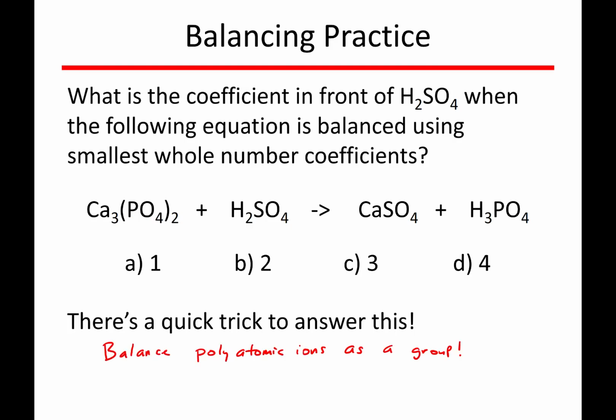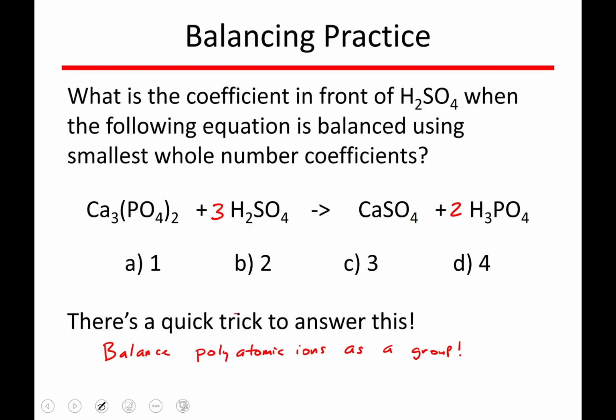All right, with that in mind, we're going to start with the most complex molecule first, which is the calcium phosphate. When we come over to the right-hand side of the equation, we only have one phosphate ion in H3PO4. So we're going to multiply phosphoric acid by 2. Now I have 2 times 3 is 6 H plus ions. So that means I have to have 6 H plus ions on the left-hand side of the equation. I'll come over to H2SO4, therefore, and multiply that by 3. So 3 times 2 gives me 6 H pluses.